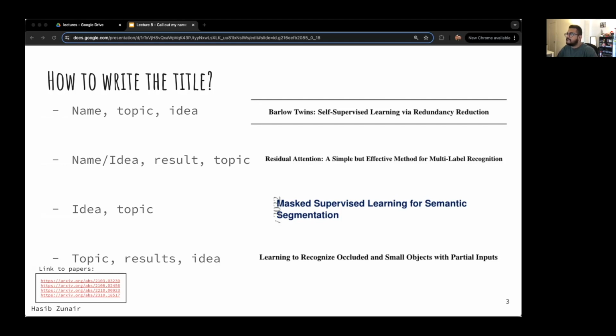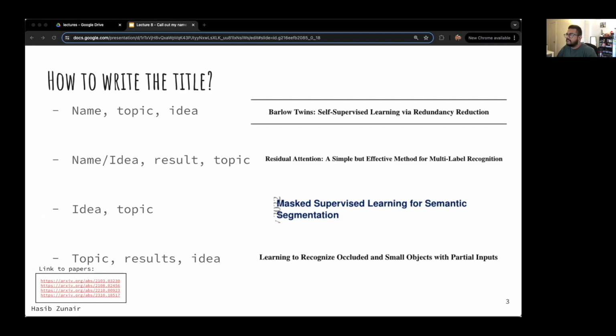Another example is masked supervised learning for semantic segmentation. The title's pretty simple here, where it starts with the idea, which is masked supervised learning, followed by the topic, which is semantic segmentation.